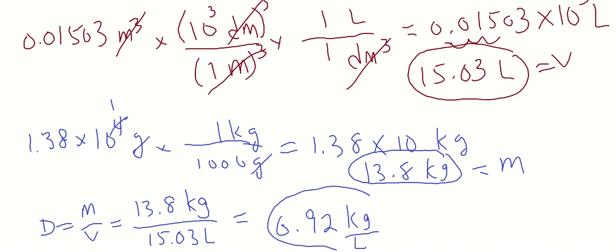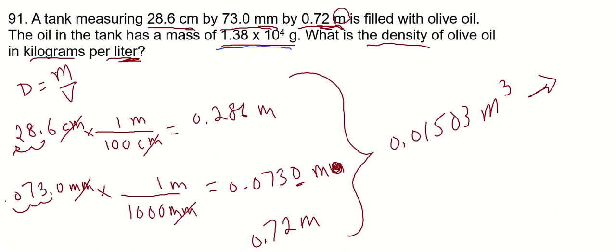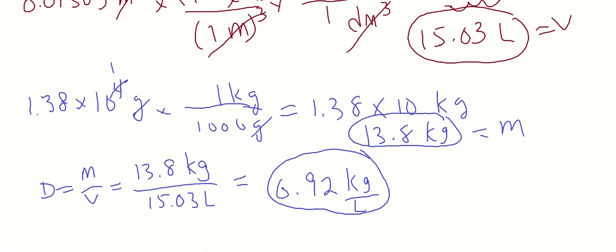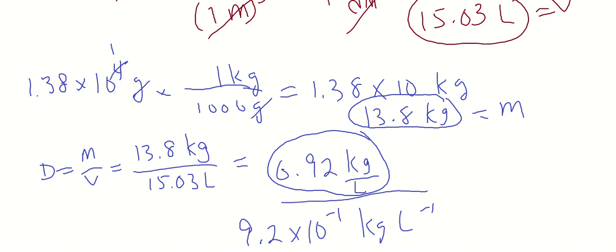Whew, that was a long problem. There are 2 sig figs because remember back up here, this measurement only has 2. So the rest have 3, but our answer can't be better than the measurement with the least number of sig figs when you're multiplying or dividing. If you want to write this in scientific notation, it would be 9.2 times 10 to the negative 1 kilograms per liter, and you can do that if you want. That's good too.